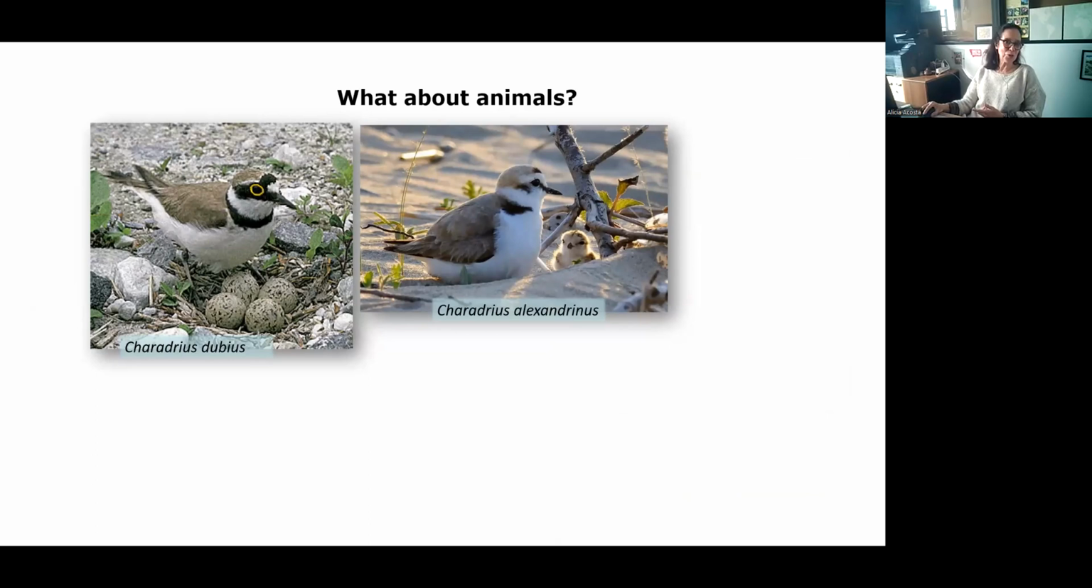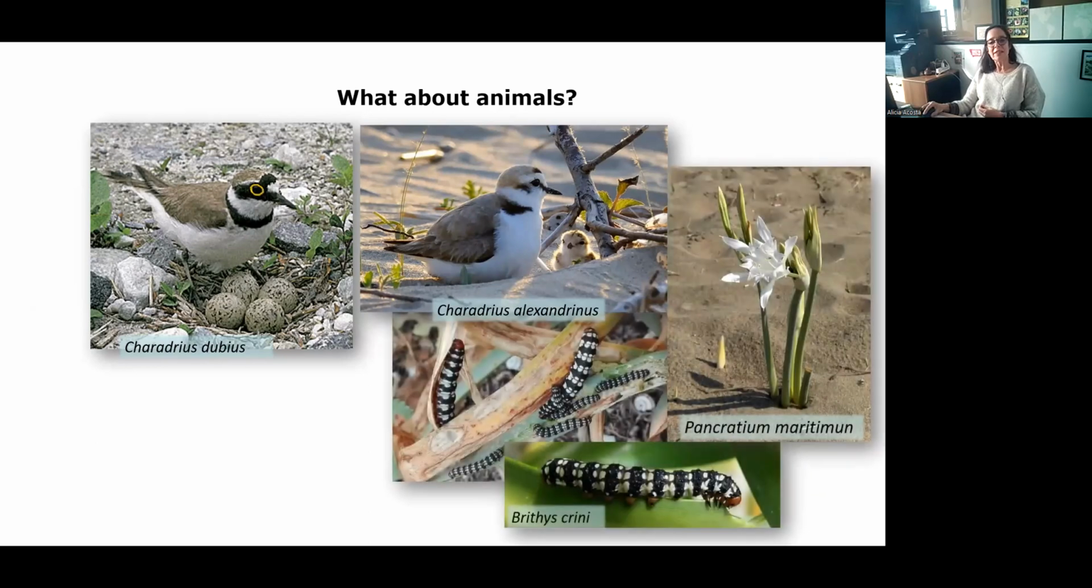I just showed you two little birds, Charadrius dubius and Charadrius alexandrinus. Both of them nest on the beach and so are really very endangered. The British green is a night butterfly, also typical of coastal dunes. This butterfly feeds only on a dune plant, the sea lily, Pancratium maritimum.